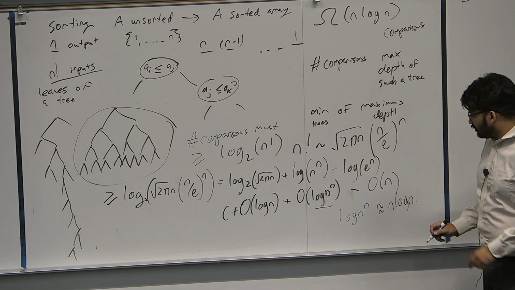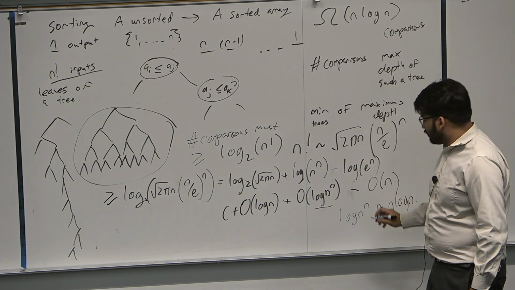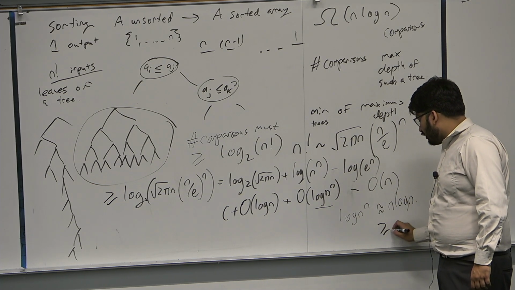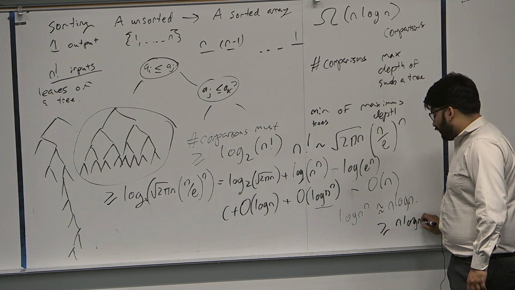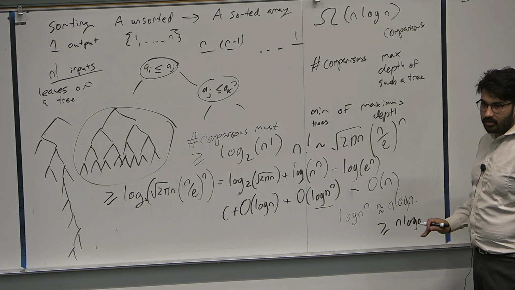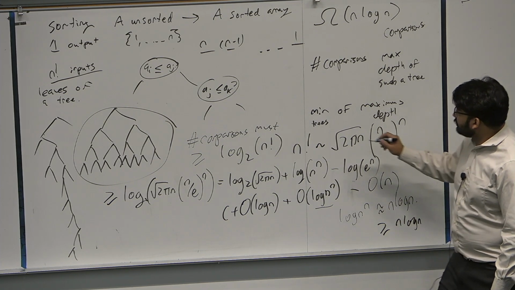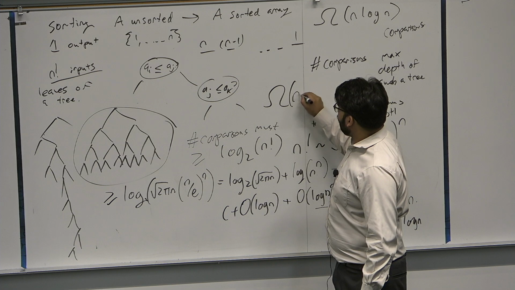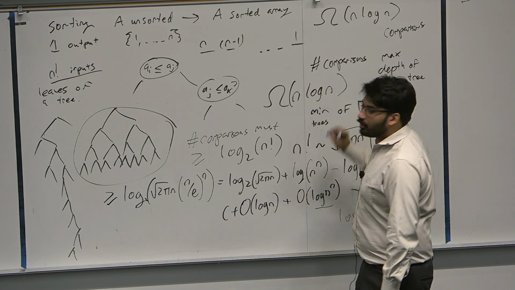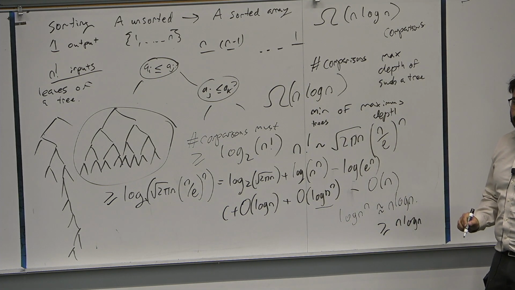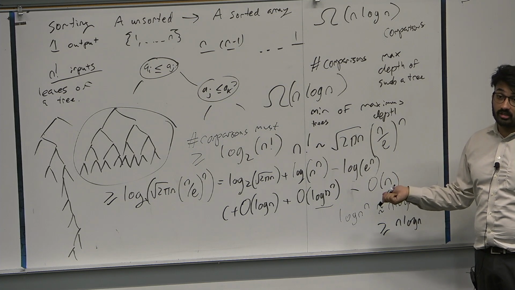So we have sufficiently shown that the number of comparisons must exceed n log n. And therefore, if each comparison takes one step, which is what we assume, then the runtime is theta of n log n. So in some sense, merge sort and so on are optimal. Questions on the Stirling's approximation?